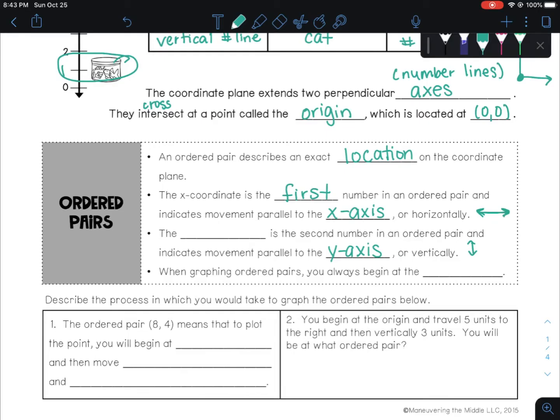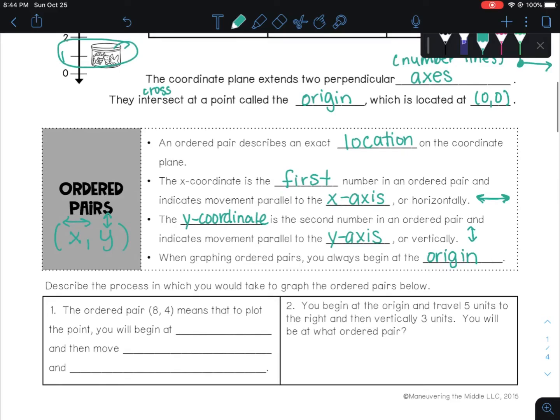Okay, that's the x-coordinate. The y-coordinate is the second number in the ordered pair, and it indicates movement that's going parallel to the y-axis, or vertically, up and down. Okay, so your ordered pair looks like x, y. So the first number tells you left and right. The second number tells you up and down, always. When you graph ordered pairs, you always want to start at that point we talked about a minute ago, the origin, which is 0, 0.